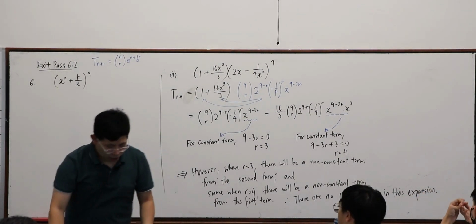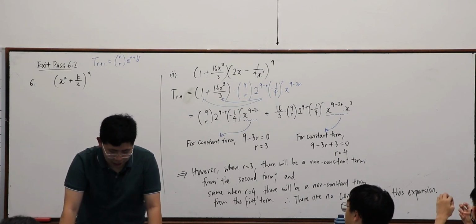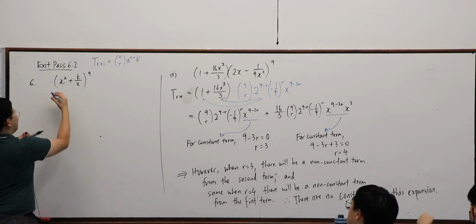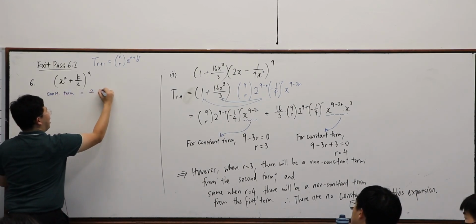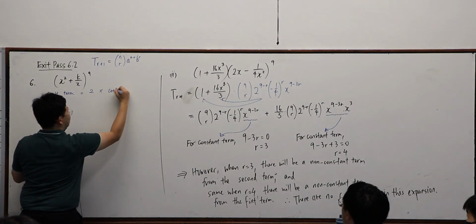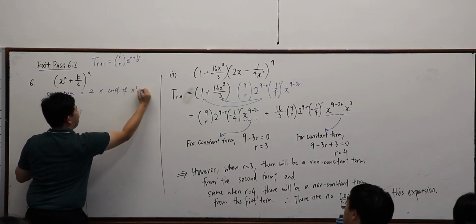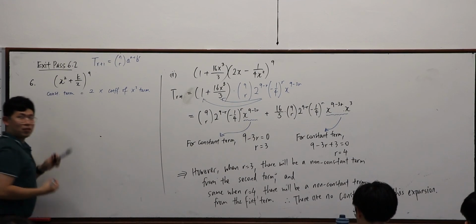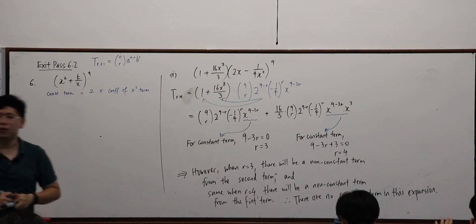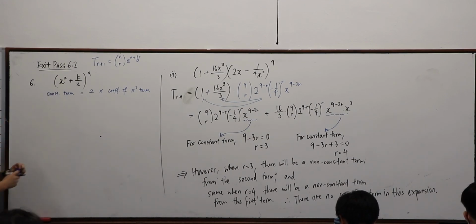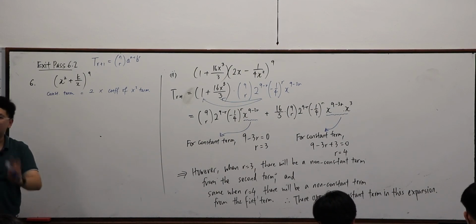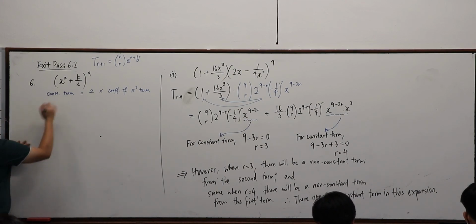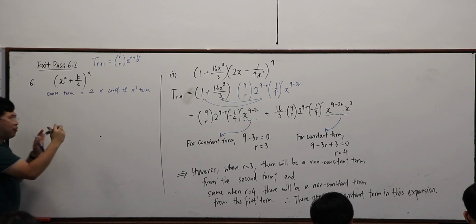Now, given that the constant term is twice the coefficient, they say that the constant term is equal to 2 times the coefficient of the x cubed term. So this is the relationship that we'll need to explore. But first, let us find the constant term, and then we'll look for the x cubed term. In order to do that, we need a general form for the specific terms.